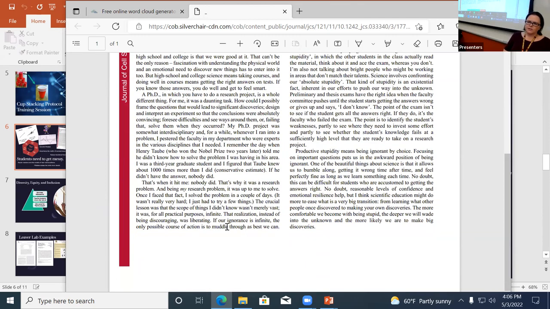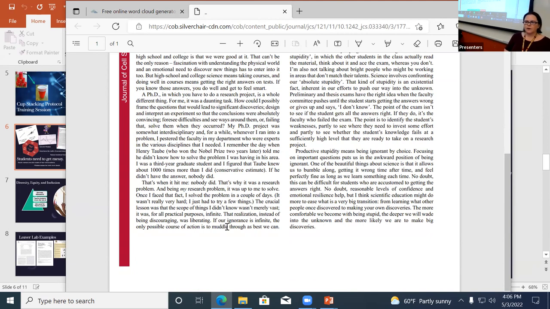Focusing on important questions puts us in the awkward position of being ignorant. One of the beautiful things about science is that it allows us to bumble along, getting it wrong time after time, and feel perfectly fine as long as we learn something each time. No doubt, this can be difficult for students who are accustomed to getting the answers right, or that there are right answers, right? The idea that there are right answers is also kind of not true in our field sometimes.